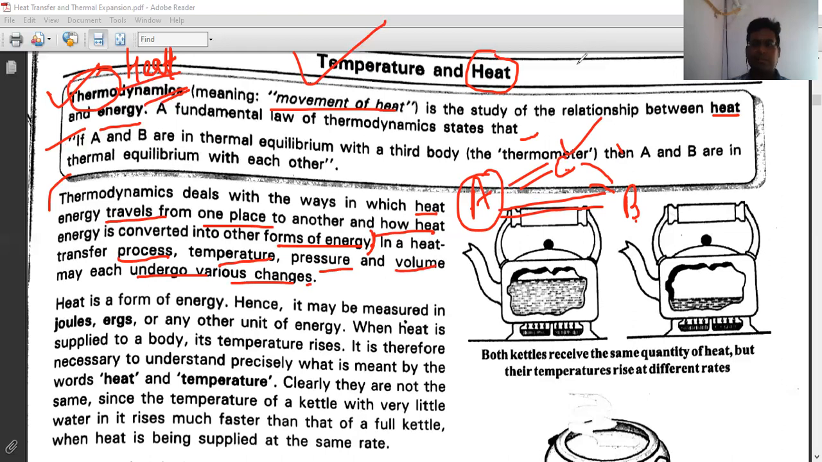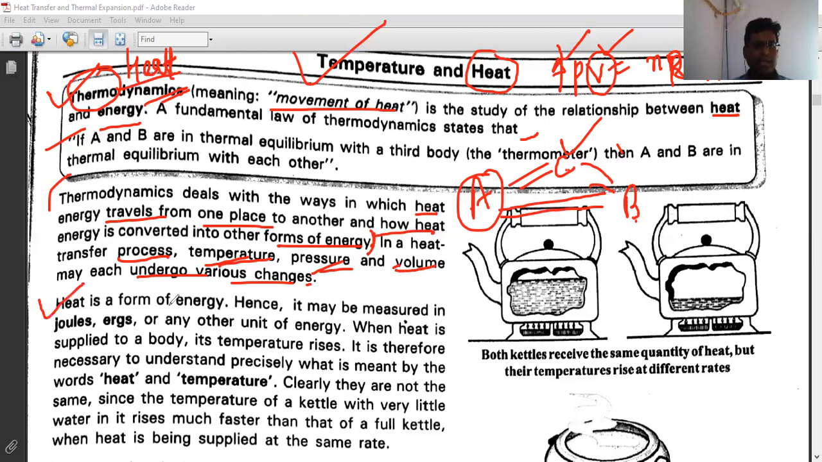Because there is an equation PV equal to nRT. This is the ideal gas equation. So when temperature changes, pressure also changes and volume also changes, right? So that's why it is written here: when a heat transfer process occurs, temperature, pressure and volume also change. So this is your pressure, this is your volume and this is your temperature. So all three quantities change when one quantity changes. So this is the effect of heat.